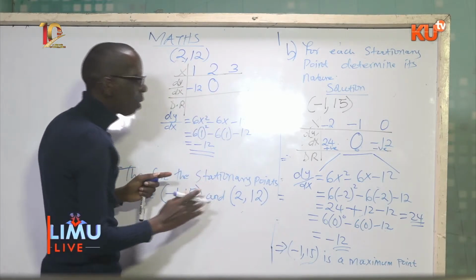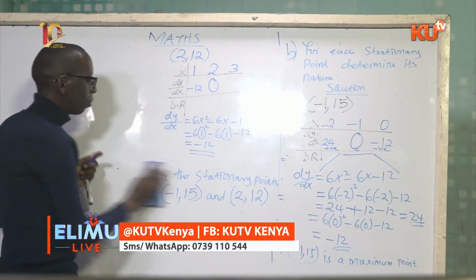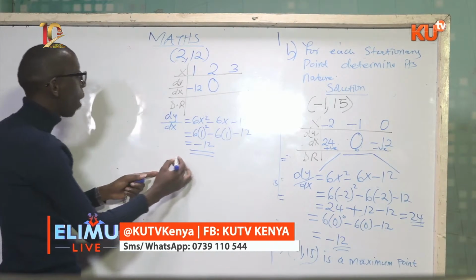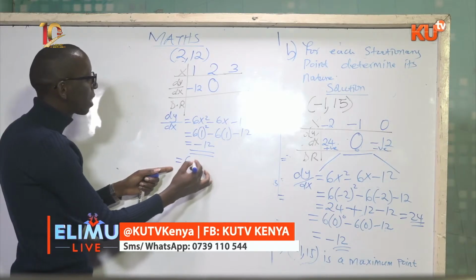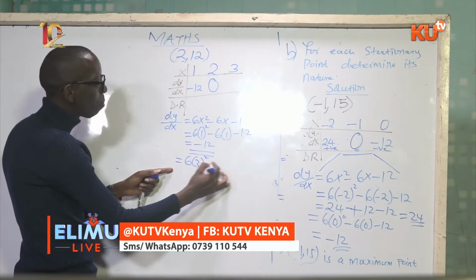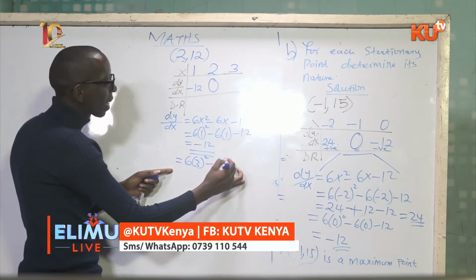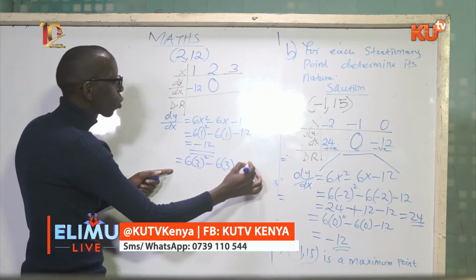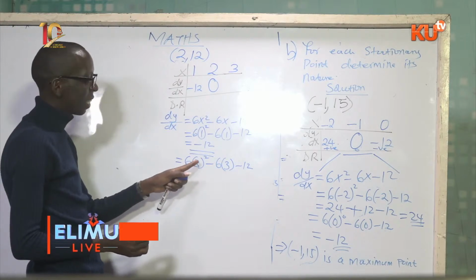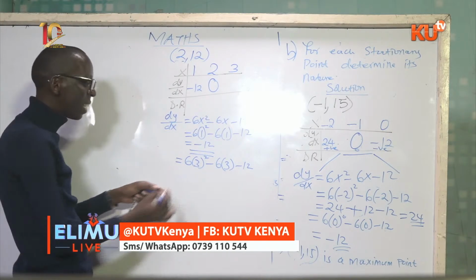Then you do the same for the value of x, which is 3. dy over dx will be 6 into bracket 3 squared minus 6 into bracket 3 minus 12. So 3 squared is 9. 9 times 6 is 36.